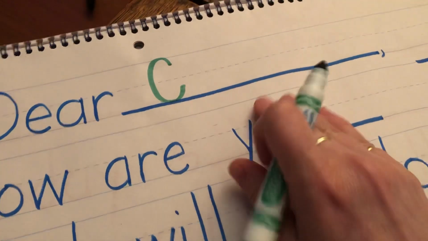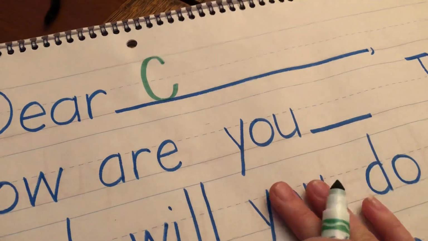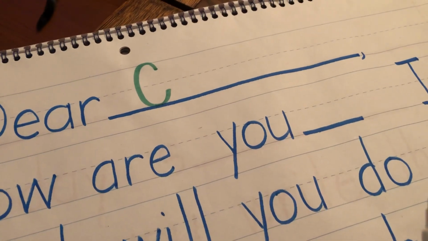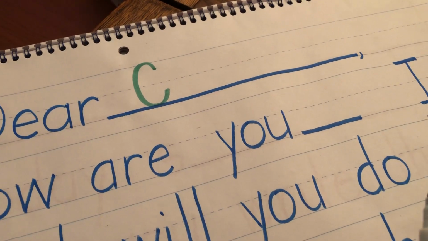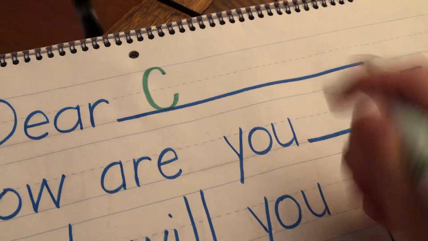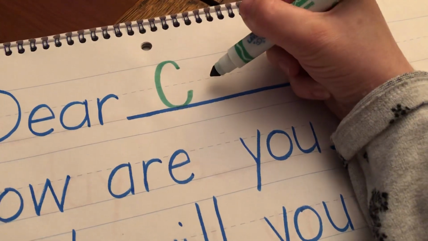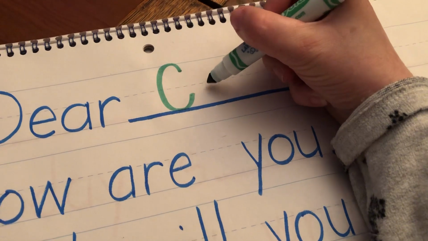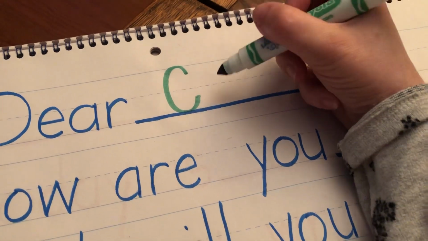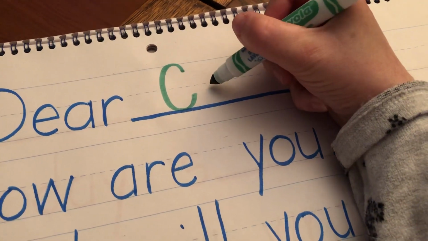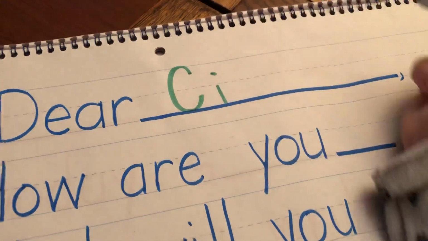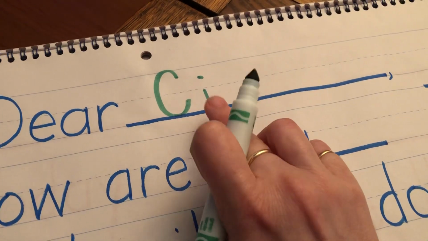And her name actually has two syllables. It's Cindy. So I'm going to work on that first syllable first. Sin. Now her middle vowel is going to be the letter I. And if you notice, I is a vowel.